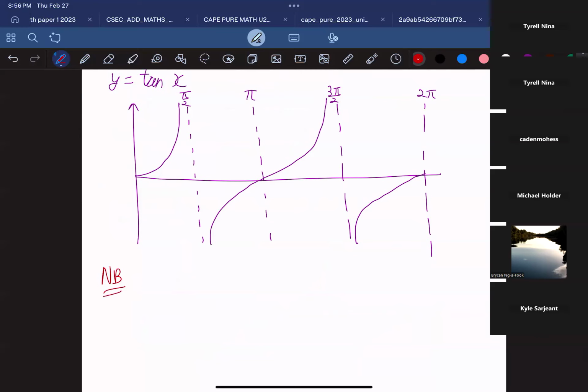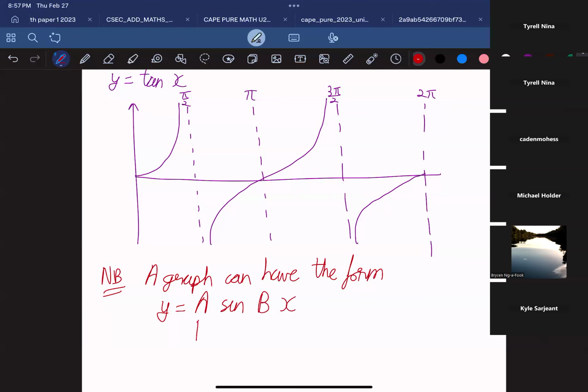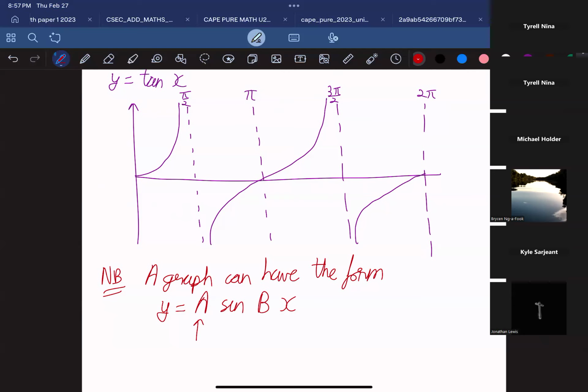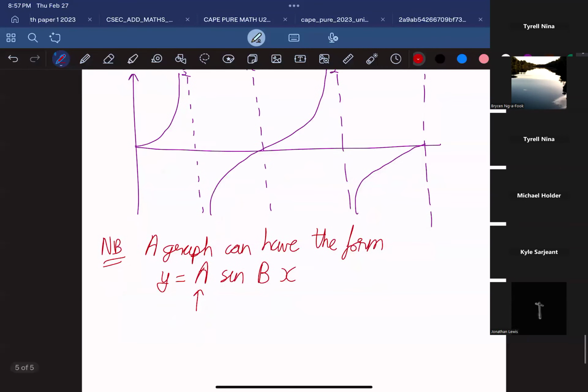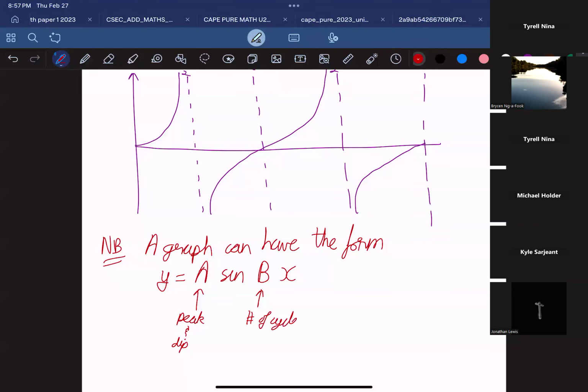Note, a graph can have the form y is equal to A sine bx. This here, A, tells us, well, you all know it as crest and trough, but it's my peak and dip. And b tells us the number of cycles in 360 degrees.